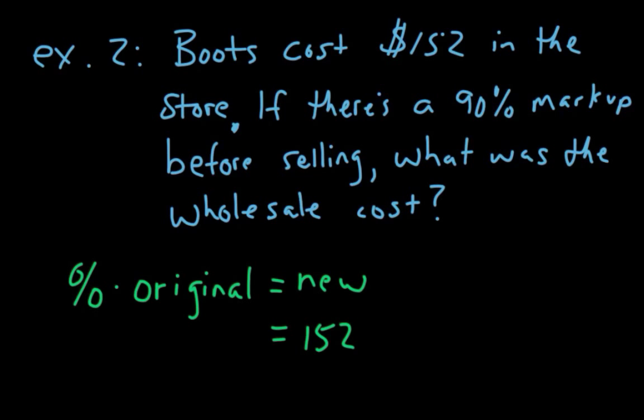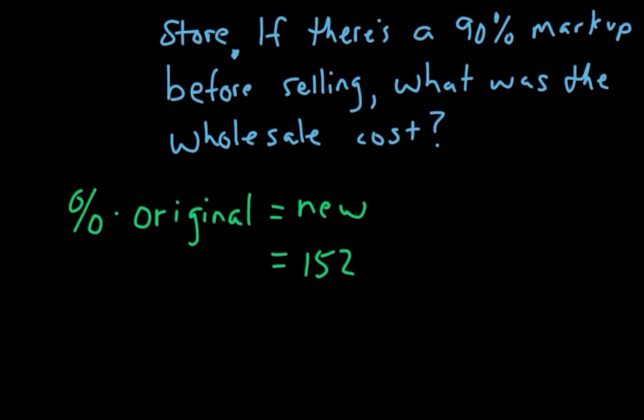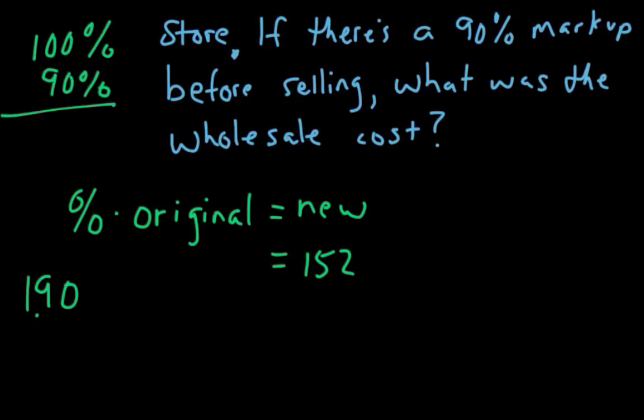My percent, if it's a 90% markup, what do I put in my percent slot there? 190. How do I write 190%? 1.9. Nice. Because 90% markup, we're really saying, all right, they're still going to collect 100% of the cost of the shoe for them, but they're adding 90% to it, so we get 190%. And then to change it from a percent to a decimal, we always jump it 2 to the left. So 1.9 or 1.90 is going to be 190%. Times x equals 152. Yep.